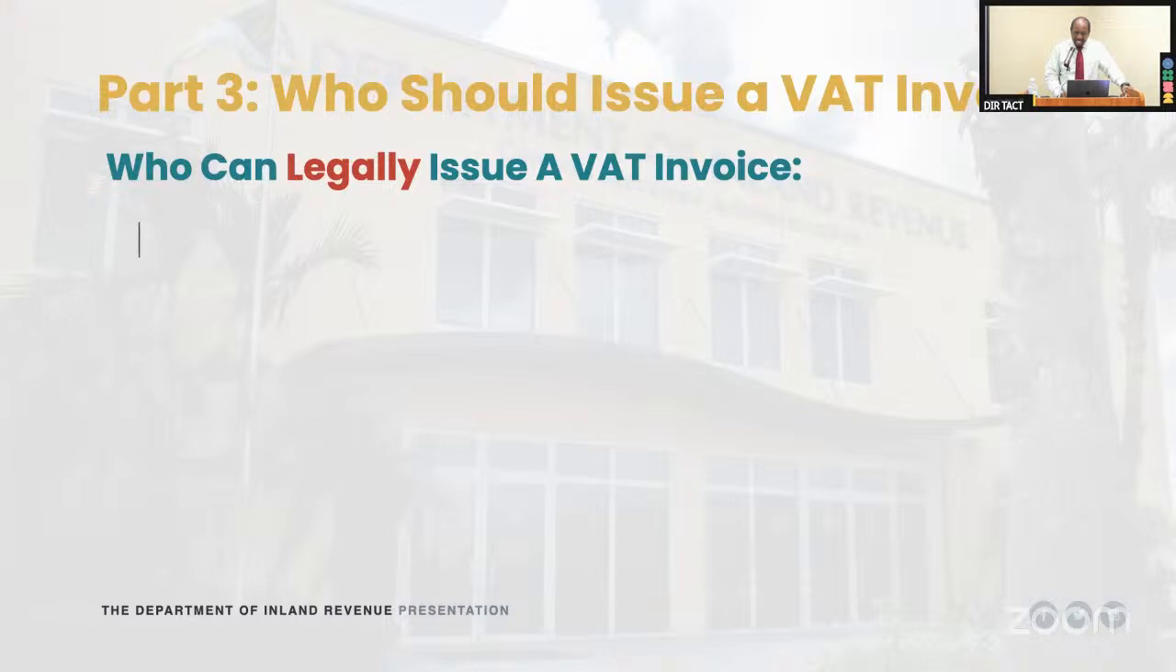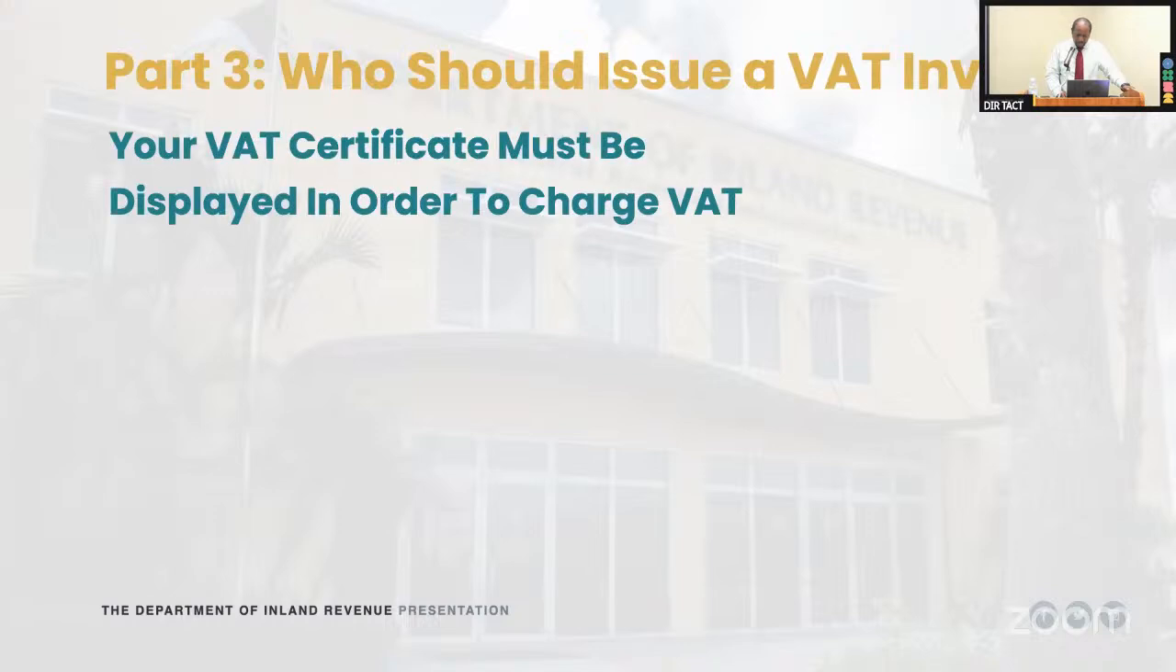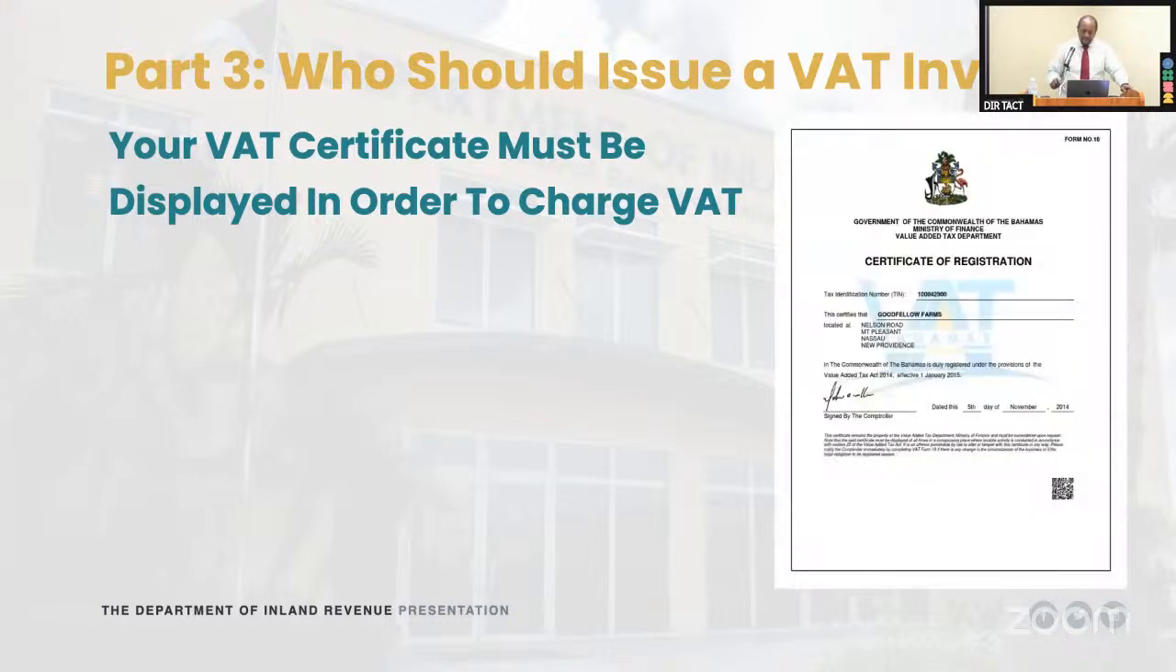So who can legally issue a VAT invoice? One, it is issued by registered VAT businesses. Two, it is mandatory when a registrant sells to another registrant or a refund eligible entity, for example diplomats or charities, that they provide a VAT invoice. And three, it's not required for cash transactions under $50 unless requested. So we talked about this yesterday, and this also applies to you being able to charge VAT. Your VAT certificate must be displayed in order for you to charge VAT.